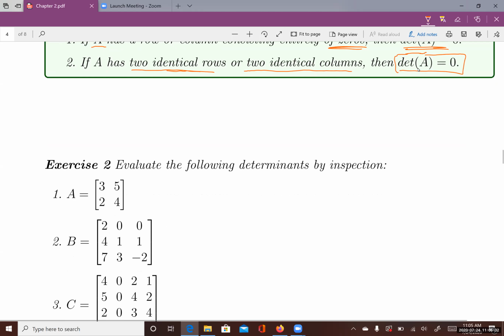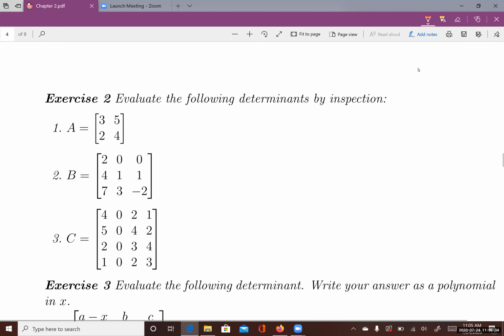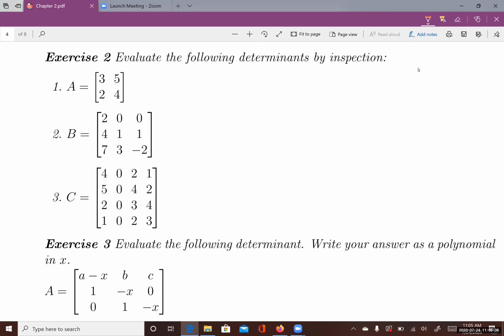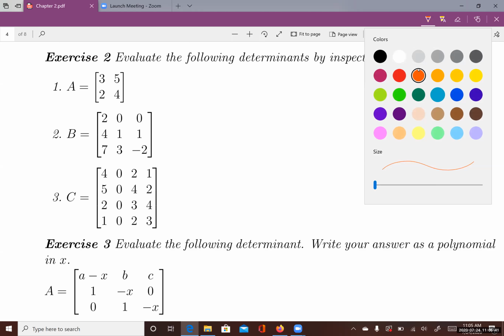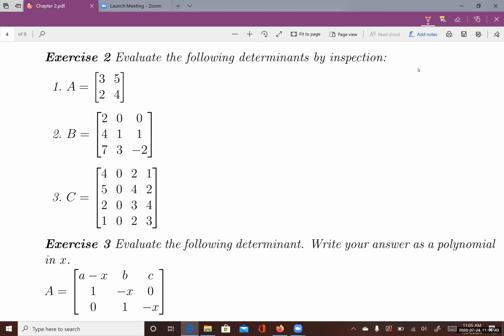Well, let's do a couple of exercises here using all the theorems that we have discussed so far. A, evaluate the following determinants by inspection. So what is the determinant of A? A is a 2 by 2 matrix, so simple. You do cross multiplications, which is 2. Simple.